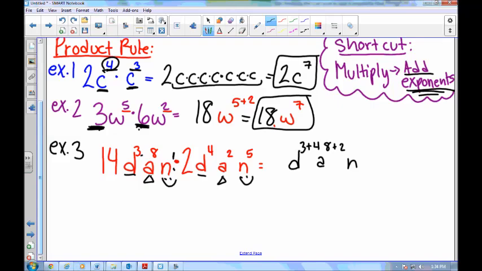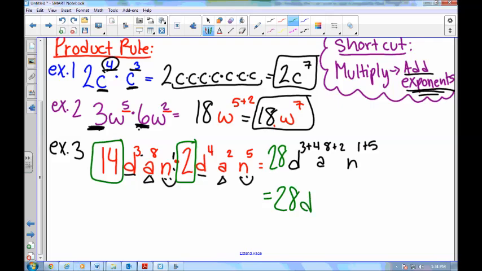Make sure you're aware of that. 1 plus 5. And the coefficients is 14 plus 2. No, times them. There's a difference between coefficients and exponents. So 28, which gives us 28. Dan, you are now d to the 7th, a to the 10th, n to the 6th. That's why the shortcut is nice, because who wants to write 10 a's out? Anyone?